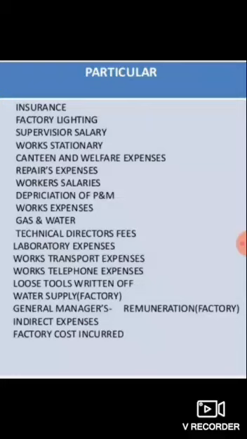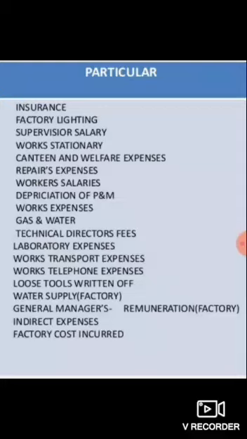And work stationery, which is bought by the company for the works, should also be added. And canteen and welfare expenses: if the company is providing canteen facility for their workers and laborers, those expenses should also be added. And the welfare facilities, if any medical facilities or any other facilities that the company is providing for the laborers and workers, those expenses should also be added.